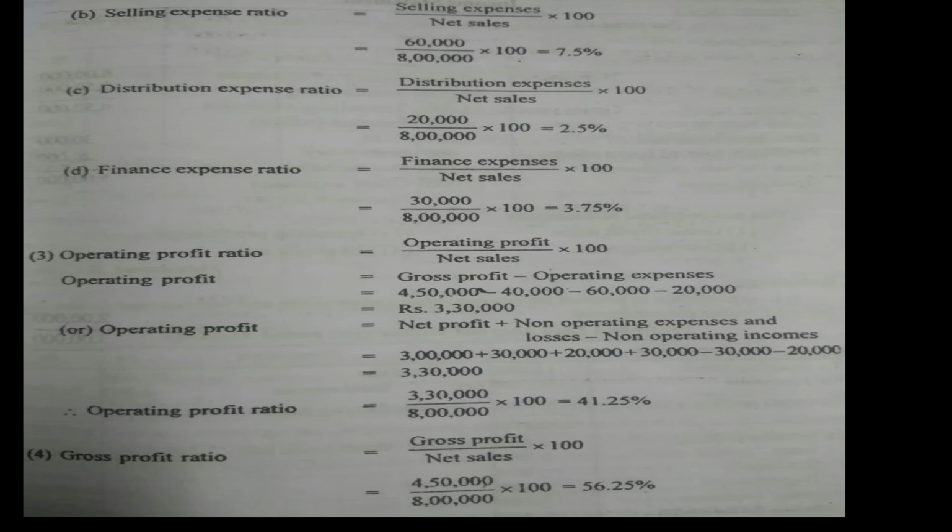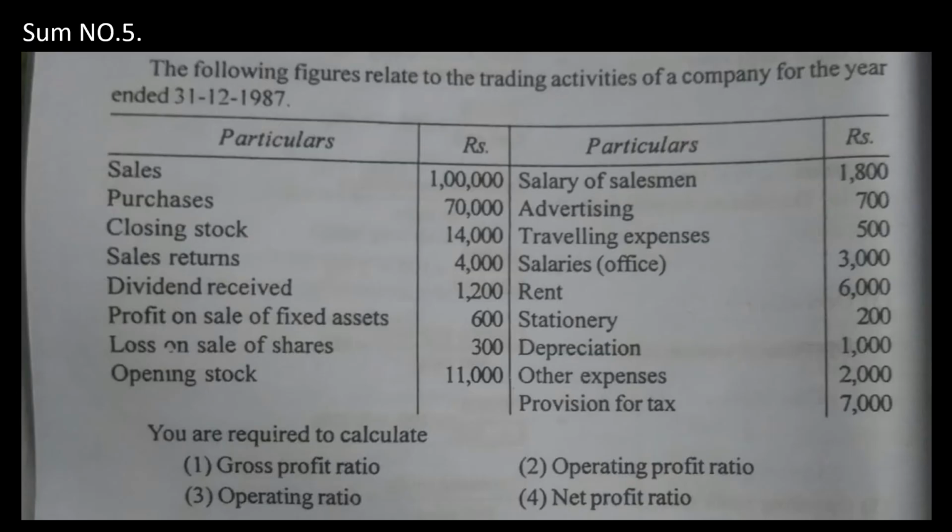Then operating profit ratio. You know operating profit: gross profit, add operating expenses, minus non-operating income will give you operating profit. That is 330 by net sales into 100. Then gross profit is already there. Okay, such an easy one. These types of sums may be asked for 10 marks also. Next slide. In this sum, they gave you the details, the particulars about the P&L account.